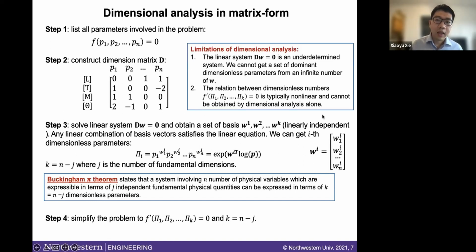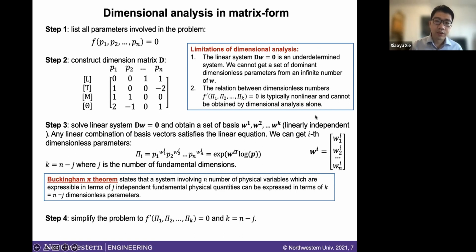Okay. There are two main limitations of dimensional analysis. The first one is, we know the linear system D times W is an underdetermined system, because we only have 7 fundamental dimensions, but we can have many parameters. So the number of columns can be very large, and we cannot find the dominant dimensionless numbers from an infinite number of W. The second thing is, if we only use dimensional analysis, the relationship between these K dimensionless numbers is unknown. And this relationship is typically nonlinear.